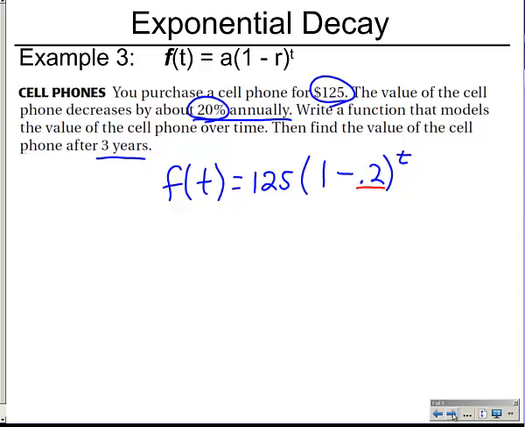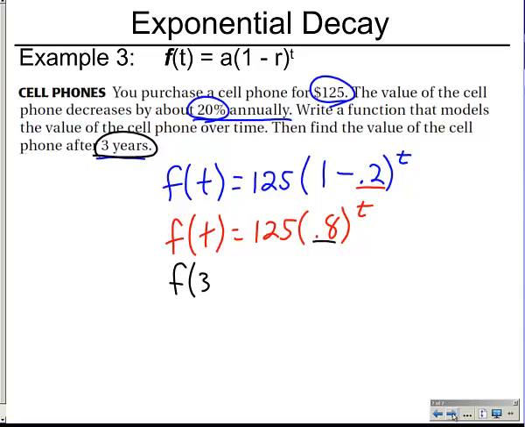Okay, this is our decay rate, so let's go ahead and calculate the simplification of this. 125, and 1 minus 0.2 is going to leave us with 0.8 to the t. So we have a decay factor of 0.8, so what's left over is 80% of the value each year. And then what we want to do now is calculate how much is actually left over after 3 years. So f of 3 is going to equal 125 times 0.8 to the third power, and that's going to give us 0.512.